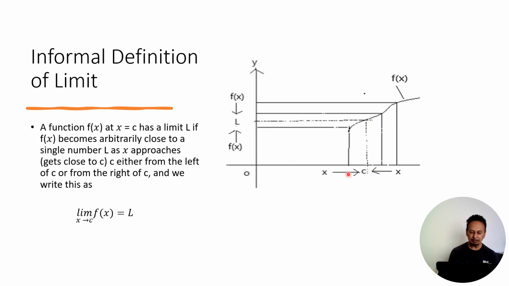Similarly, at this position, if I approach c from the left, this is the height. When I keep going and get close to c, this is the height of the function, which is again L. So in this situation, the function value stays L, whether I approach c from the right or from the left. So in this case, I will say this function has a limit of L as x approaches c, and we write mathematically limit as x approaches c of f of x equals L.